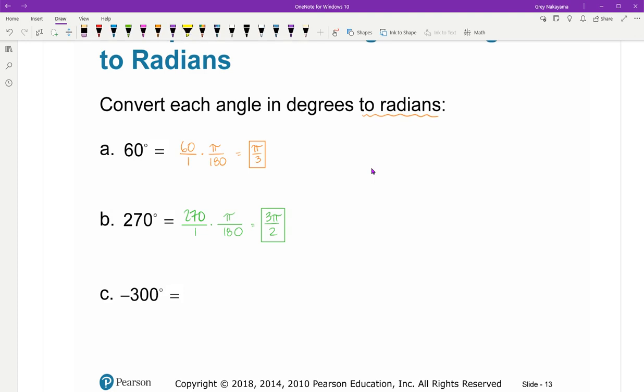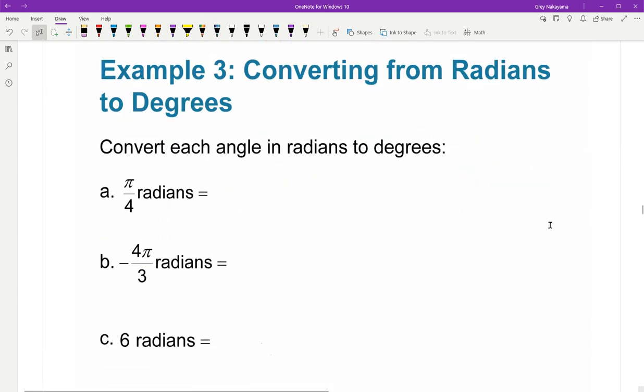Now look at this one. Again, negative 300 over 1, times pi over 180. But the most important thing is a lot of people are going to forget that this negative carries all the way through the problem. So the answer is negative 5 pi over 3. If you do not know how to use the fraction button on your calculator, you need to come see me. I can help you do that.